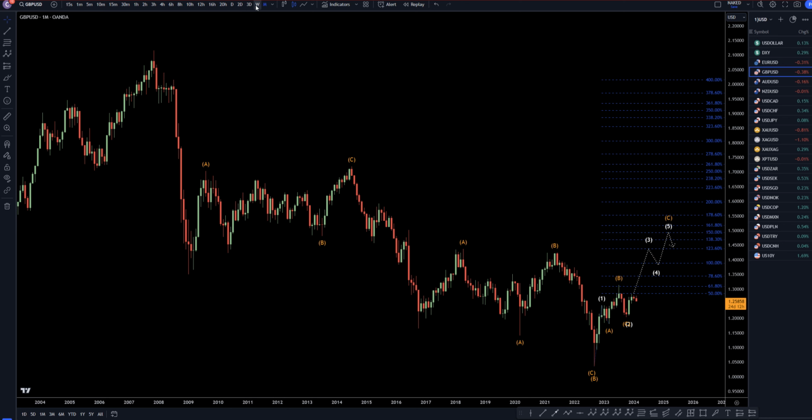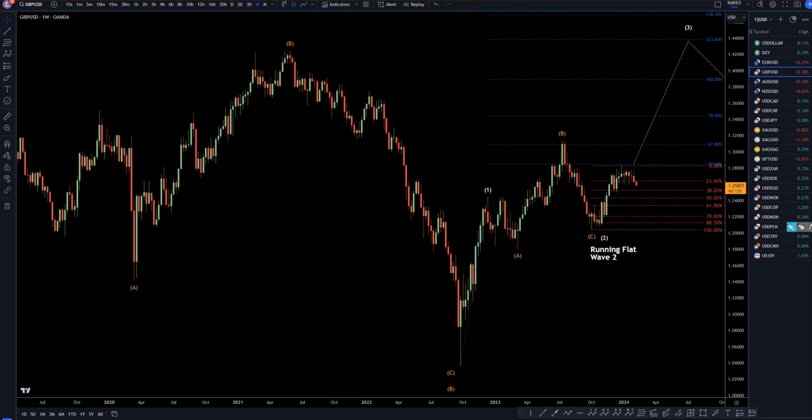So going down to the weekly time frame, definitely still pretty strong to the downside. Not as strong as some of the other dollar pairs, but definitely still pretty strong. I still think that we are already in a wave 3. I think this is a running flat wave 2. I think this is probably just a subdivision, like a 1 of 3, a 2 of 3.